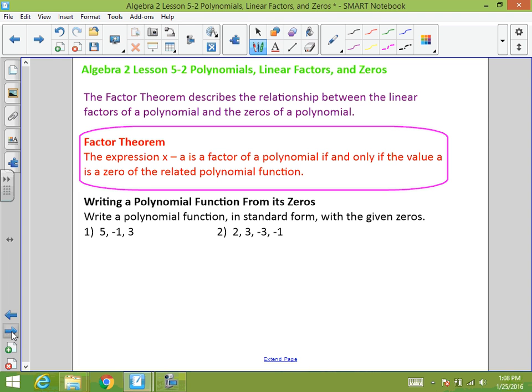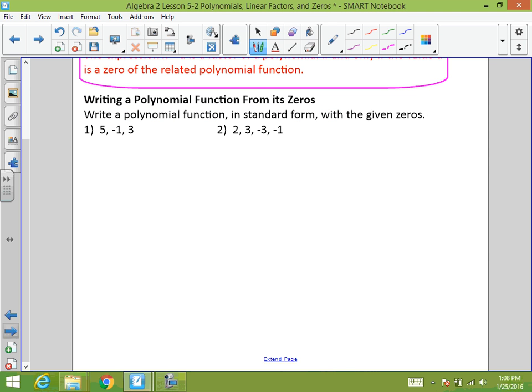Okay? So, writing a polynomial function from its zeros. Write a polynomial function in standard form with the given zeros. You've got 5, negative 1, 3. So if these are zeros, that essentially means x equals 5, x equals negative 1, and x equals 3, which means x minus 5, because you have to subtract it to the other side, x plus 1, that would be this one, and x minus 3. Okay, that equals 0. So to find this in standard form, we have to multiply all these together.